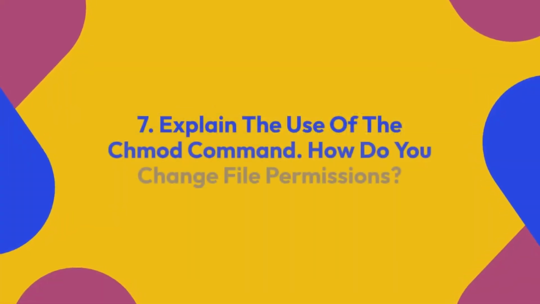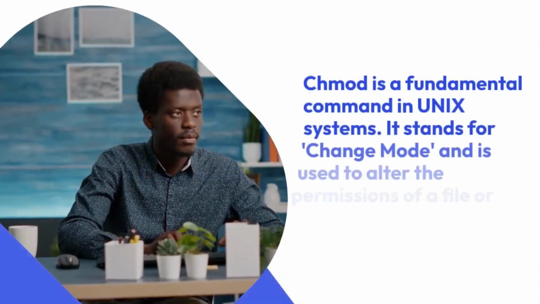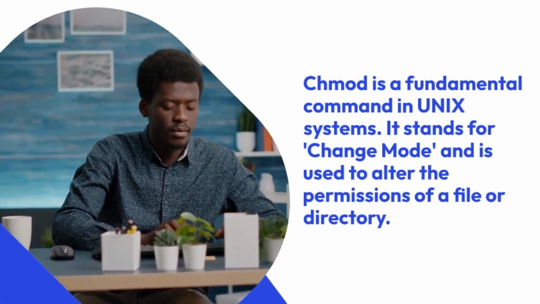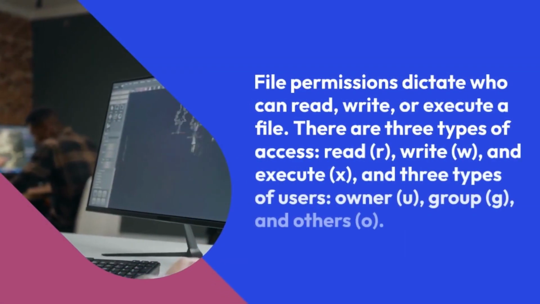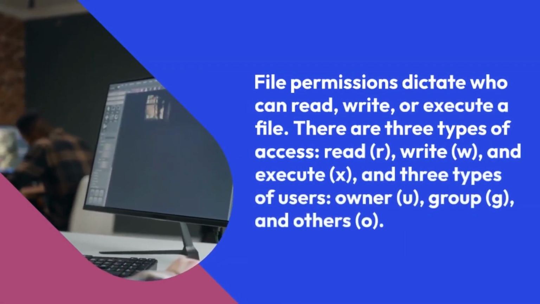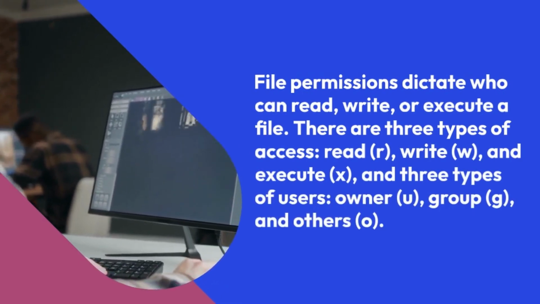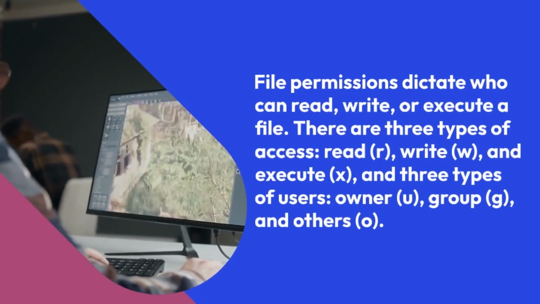7. Explain the use of the chmod command. How do you change file permissions? Chmod is a fundamental command in Unix systems. It stands for change mode and is used to alter the permissions of a file or directory. File permissions dictate who can read, write, or execute a file. There are 3 types of access: read (r), write (w), and execute (x), and 3 types of users: owner (u), group (g), and others (o).